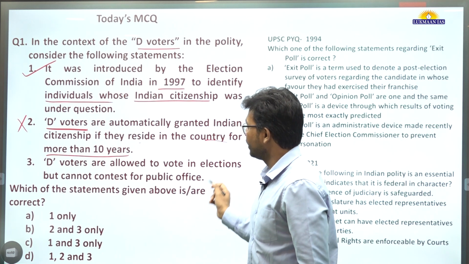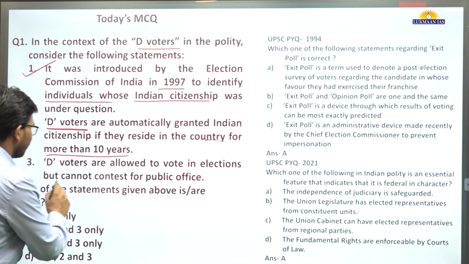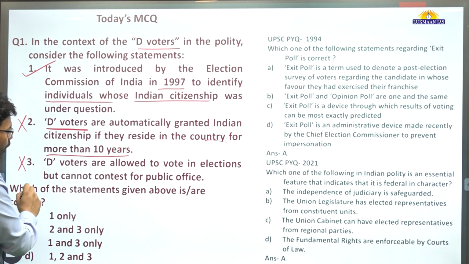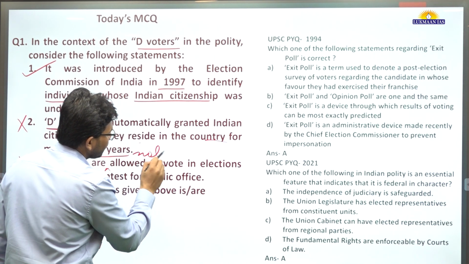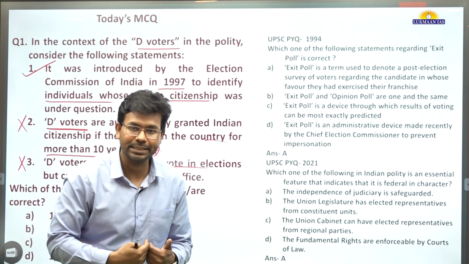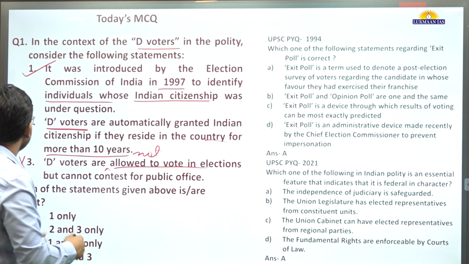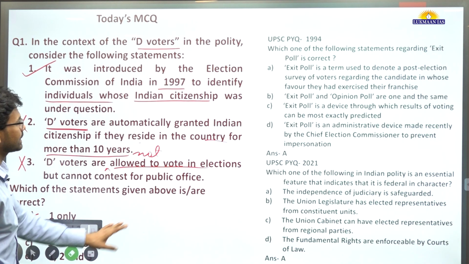Third statement: D voters are allowed to vote in election but cannot contest for public office. This statement is also wrong because they are not allowed to vote in elections and they cannot contest for elections either. Both the things are barred. So only the first statement is right, which is one only in this case.